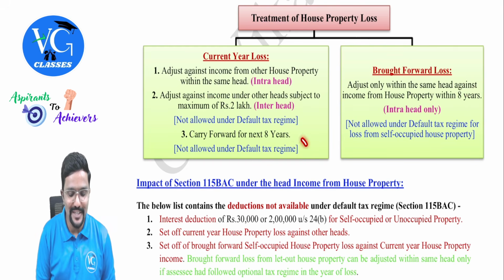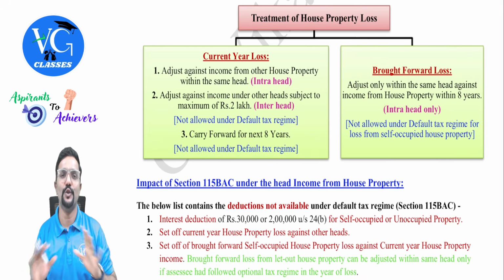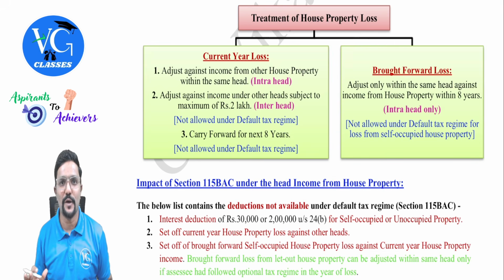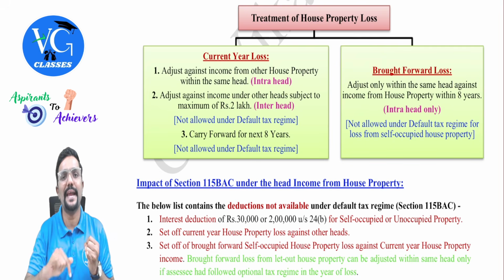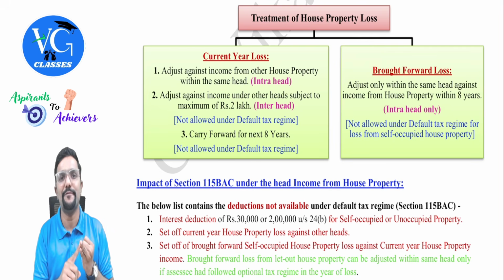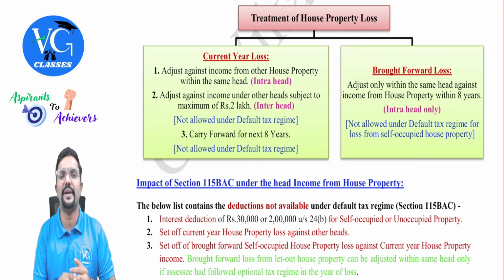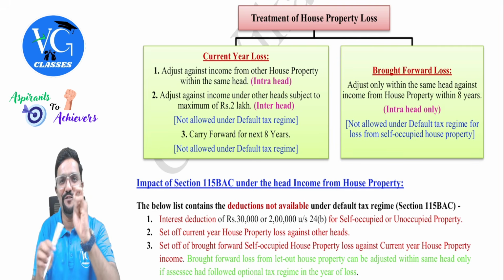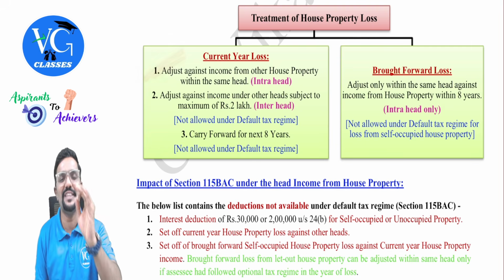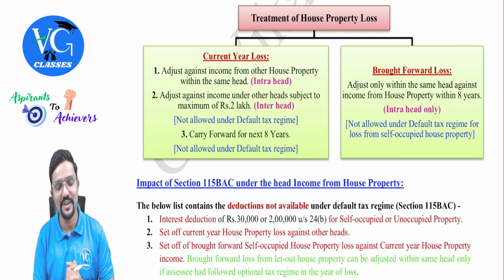Okay. But if assessee is following default tax regime, here also it is blocked. Can he carry forward the loss? No, guys. It cannot carry forward the loss. So if I combine both of these points under default tax regime, the assessee cannot adjust house property loss against other heads of income and he cannot carry forward it. Whether it is loss from self-occupied property, let out property or deemed to be let out property, he cannot do it, guys. So maximum, if assessee is following default tax regime, he can adjust the loss only within the same head in the same year. That's all. Got it? Yes.